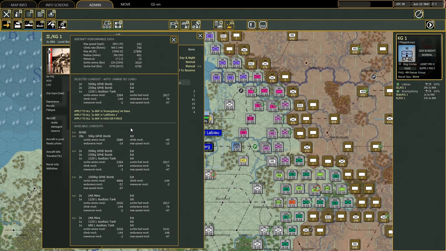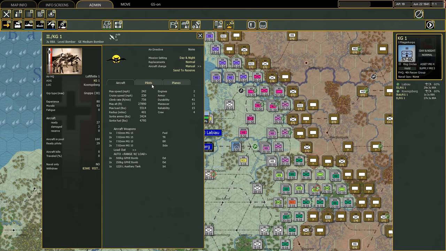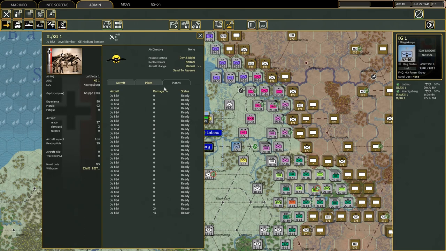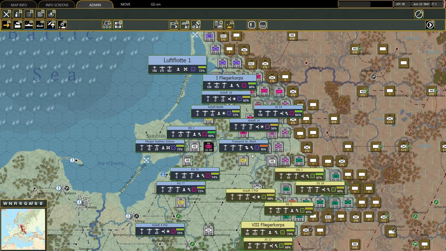And also, if you change the payload, you see here already all these modifiers that affect your general stats of, in this case, the Ju-88A. And yeah, pilots, it's pretty much self explanatory. I will talk more about these when I talk about the tutorial for pilots. And then planes, again, is pretty much self explanatory. And if you have damaged planes, here you can see the percentage of the damage, so the extent of the damage.